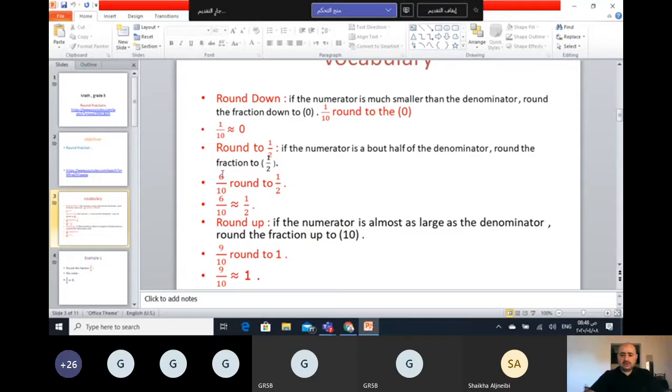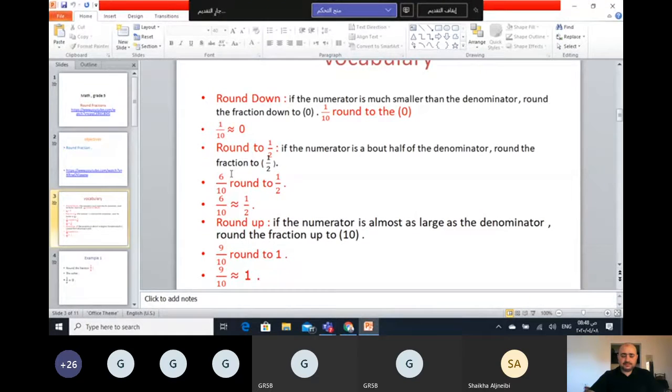So if the numerator is about or close to half of the denominator, in this case, we will round to 1 over 2, to the half. So I can write 6 over 10 is approximately equal to 1 over 2. 6 over 10 rounds to 1 over 2. This is the second case.